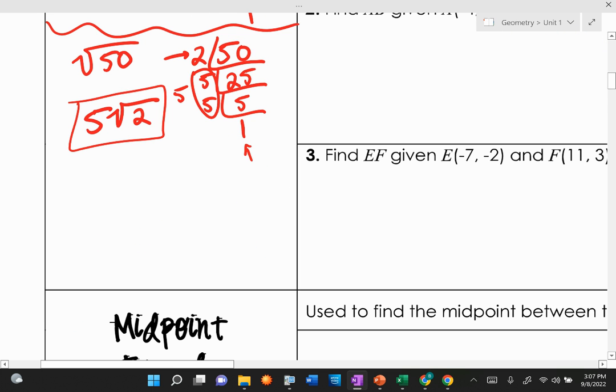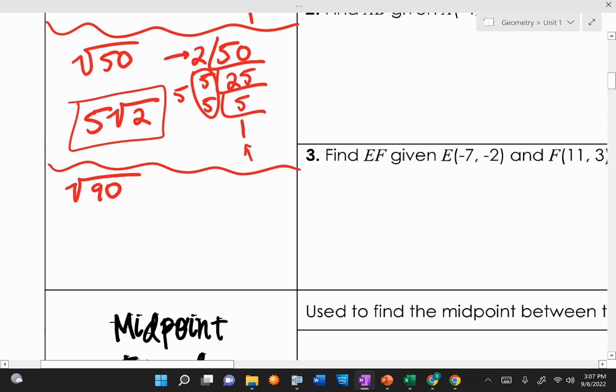Maybe it seems tedious to you, but hopefully it doesn't. Let's do the square root of 103. I think 103 is a prime number, so that's going to be tough to do. 90. 90 is not a prime. Okay, all right, try 90 on your own.